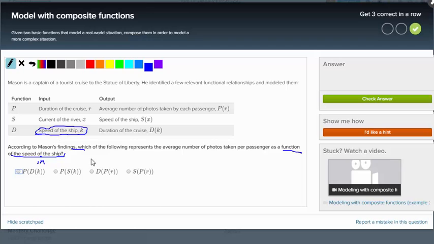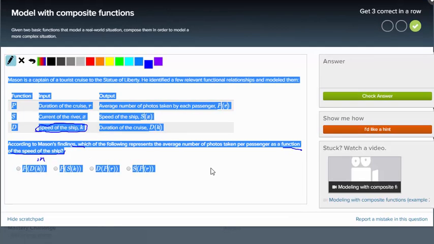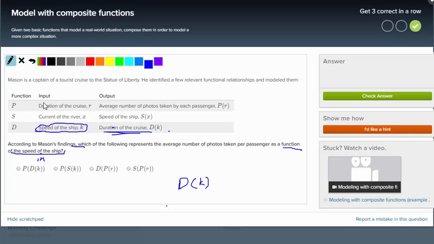So I'm going to use D of K. D of K. That's my input. That'll give me the duration of the cruise. Now I need to match up the duration of the cruise here. So duration of the cruise needs to be an input, and my output is average number of photos taken. So this whole thing, D of K, is my duration of the cruise, which is an input for P. So it should be P of D of K. P of D of K is the first one right here.